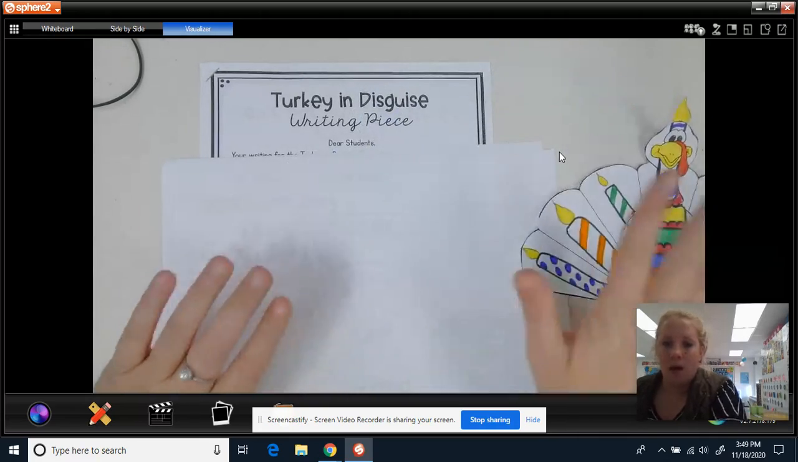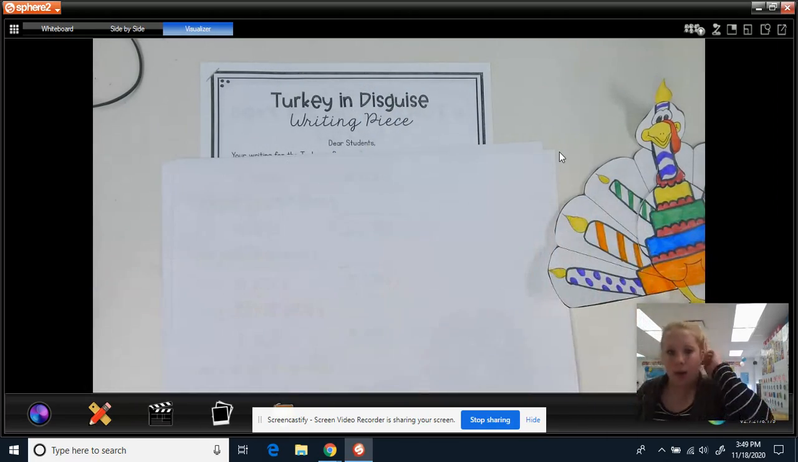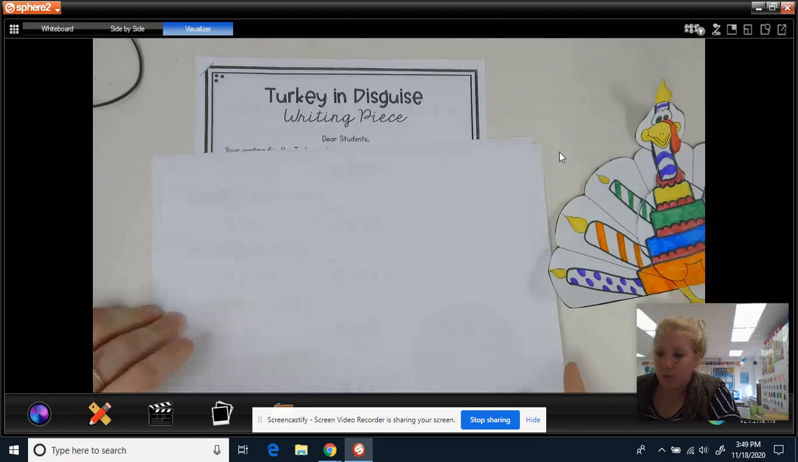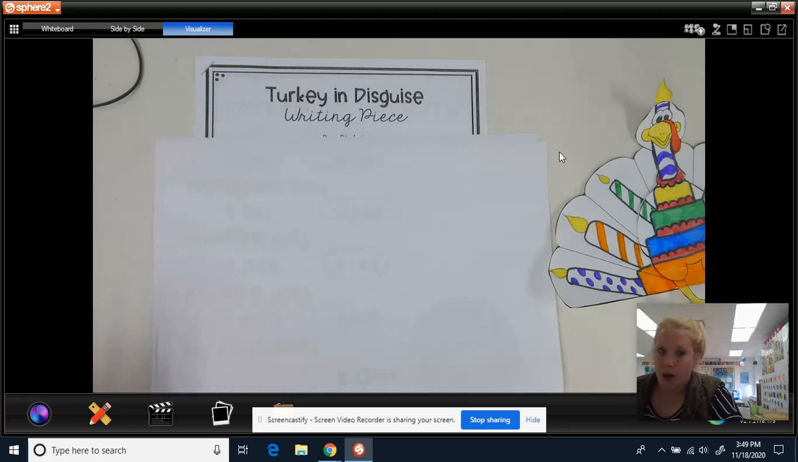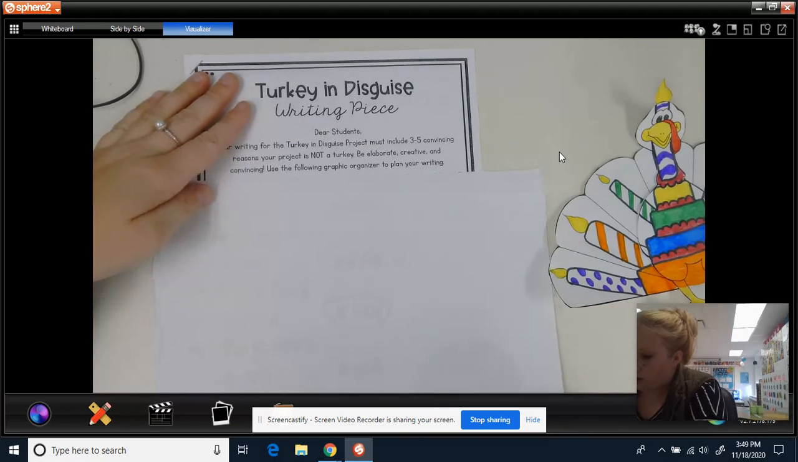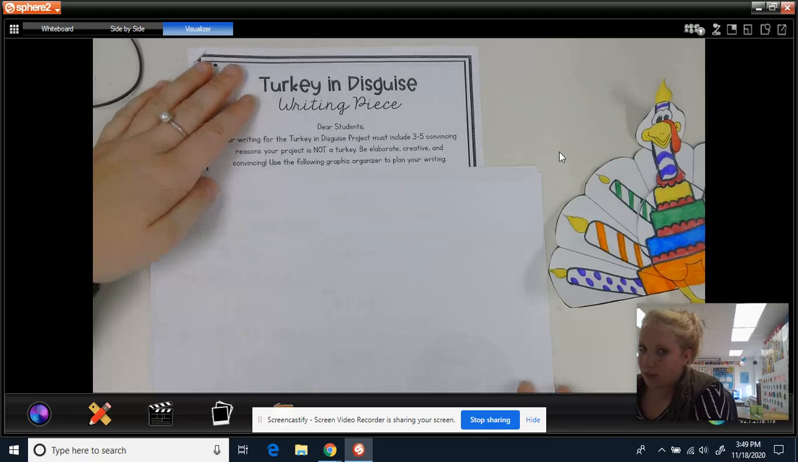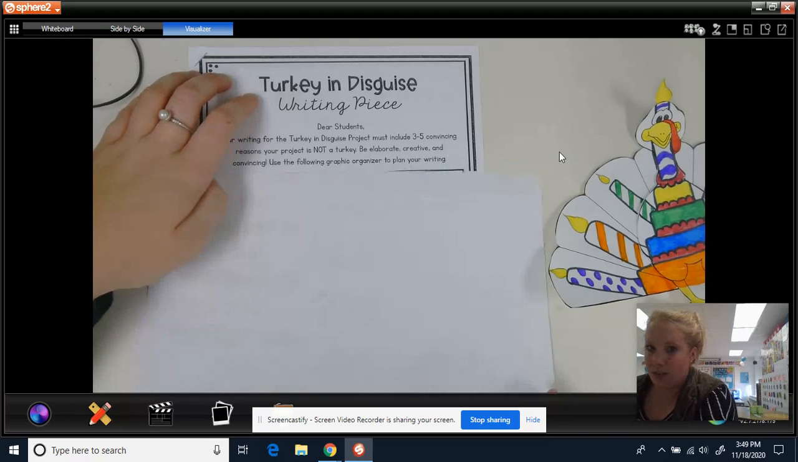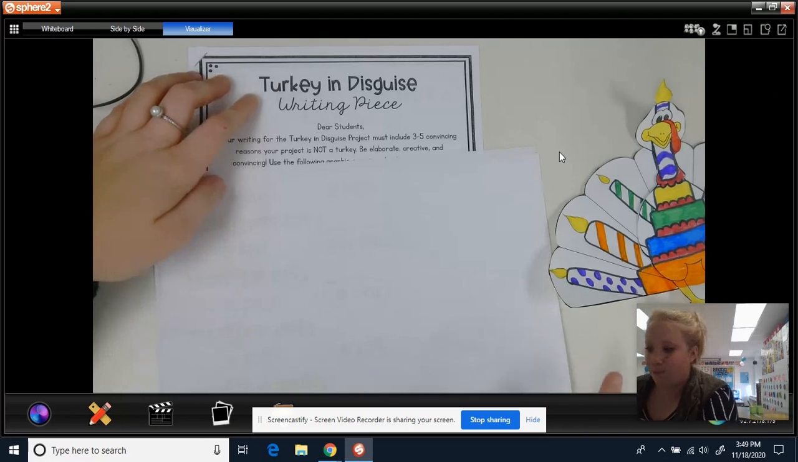So I'm going to show you how I filled out my graphic organizer, but your job today is to fill out your graphic organizer and then stop. We're going to write our paragraph tomorrow and Friday for the next step, but we're not quite ready for that yet. So we are going to come up with 3 to 5 reasons why our turkey is not actually a turkey. We're trying to convince our readers that our turkey is something else.